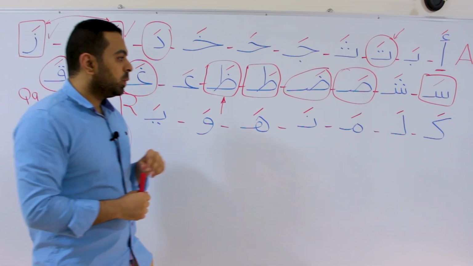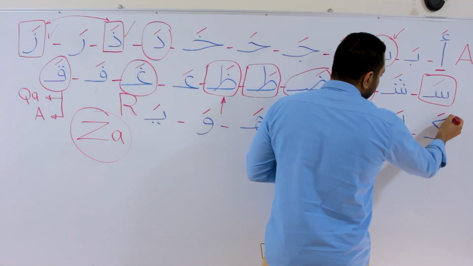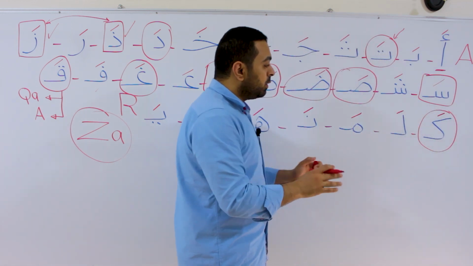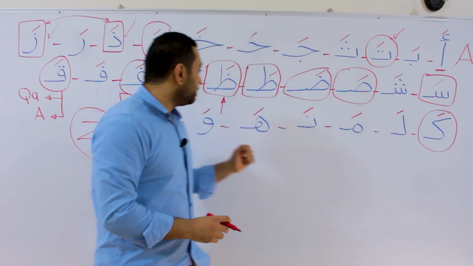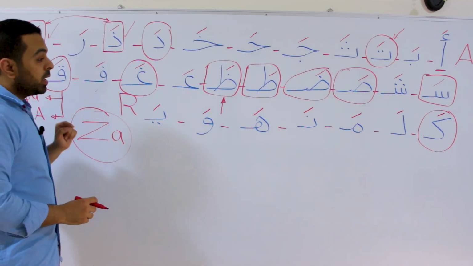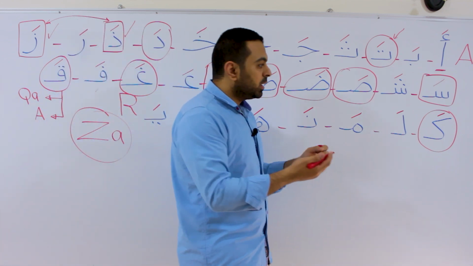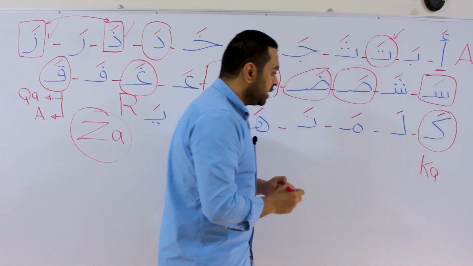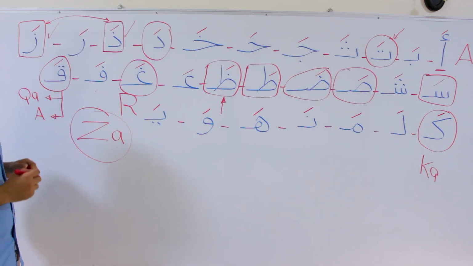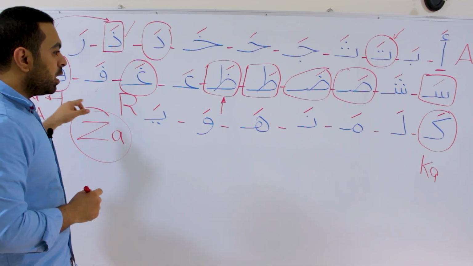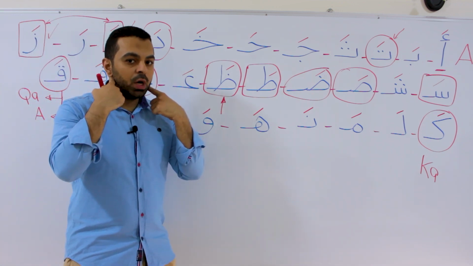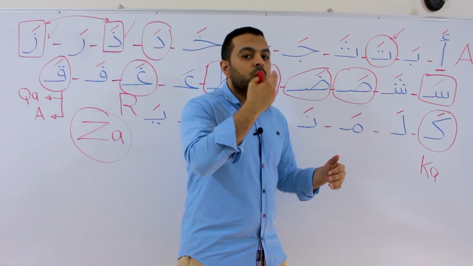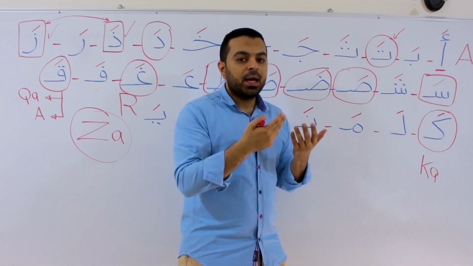After qa, we will see ka. And you need to differentiate between ka and qa. Ka is lighter, and we can say ka in English, but this one is qa, okay? Qa comes from the back of your tongue, and this one is closer to the front of your tongue, ka.